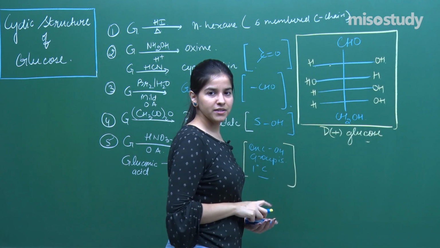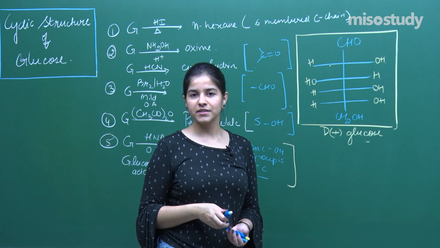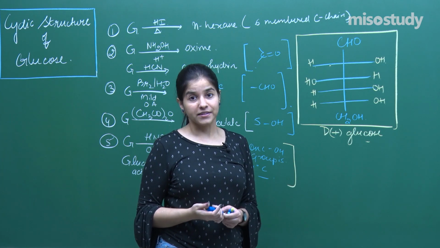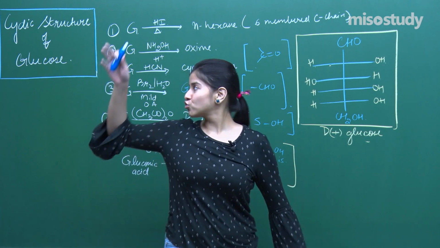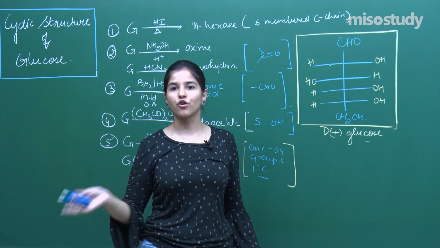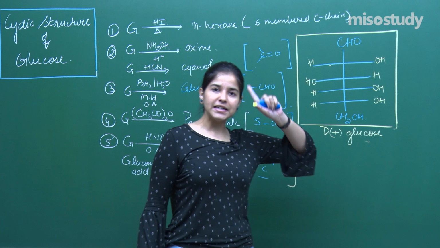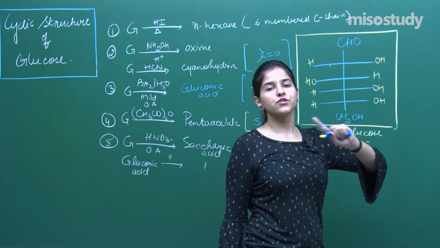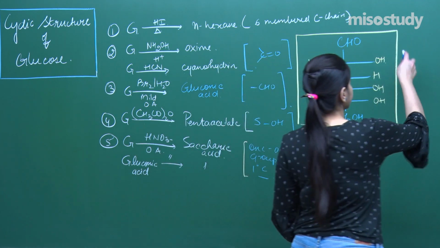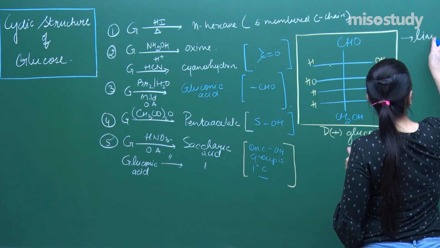But you know what? The scientists were not satisfied by this also. By performing so many kinds of reactions, they were not at all satisfied, because this structure didn't explain all the properties of glucose. Here, what were the limitations of this structure?